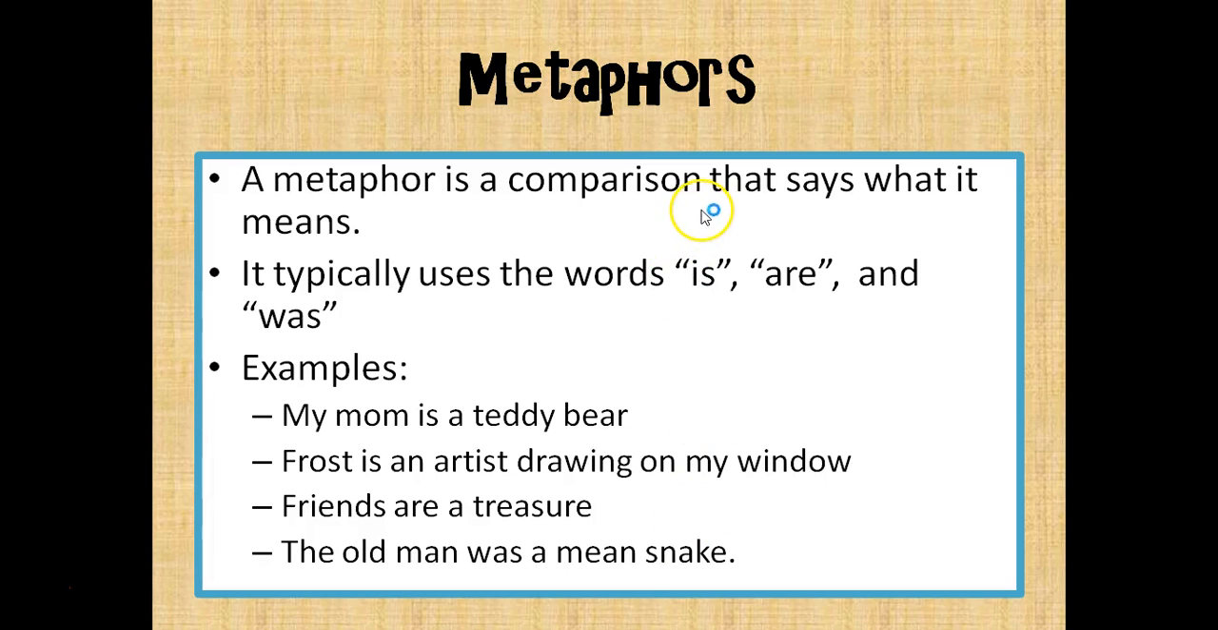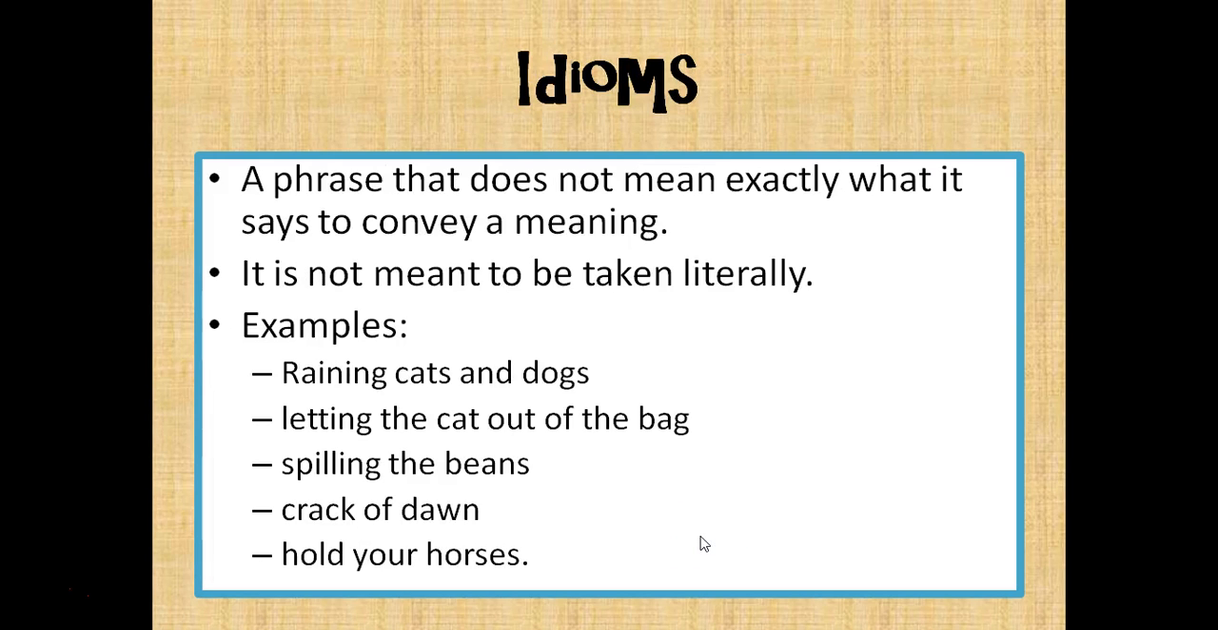Metaphors are also a comparison that says what it means. It typically uses the words is, are, and was, sometimes am. Examples, my mom is a teddy bear. Frost is an artist drawing on my window. Friends are a treasure. The old man was a mean snake. In each of those, a comparison is being made between a mom and a teddy bear, Frost and an artist, friends and treasure, old man and a mean snake. But it does not use like or as.